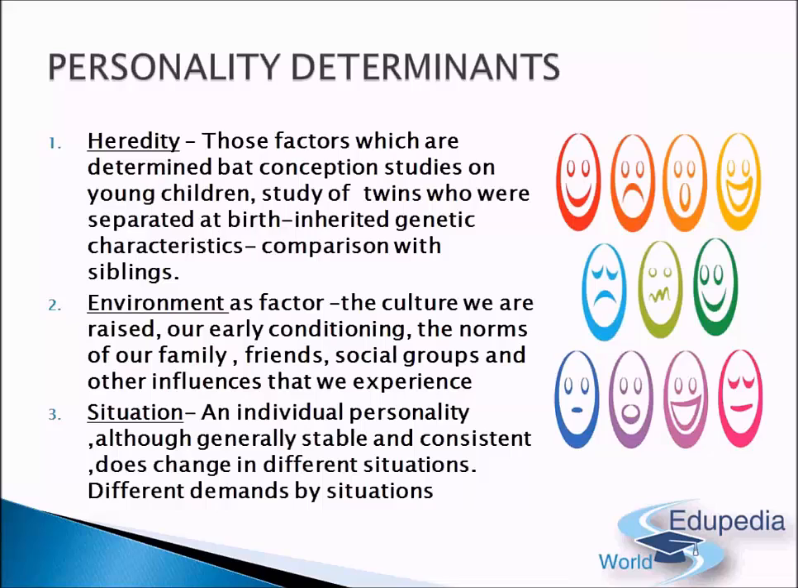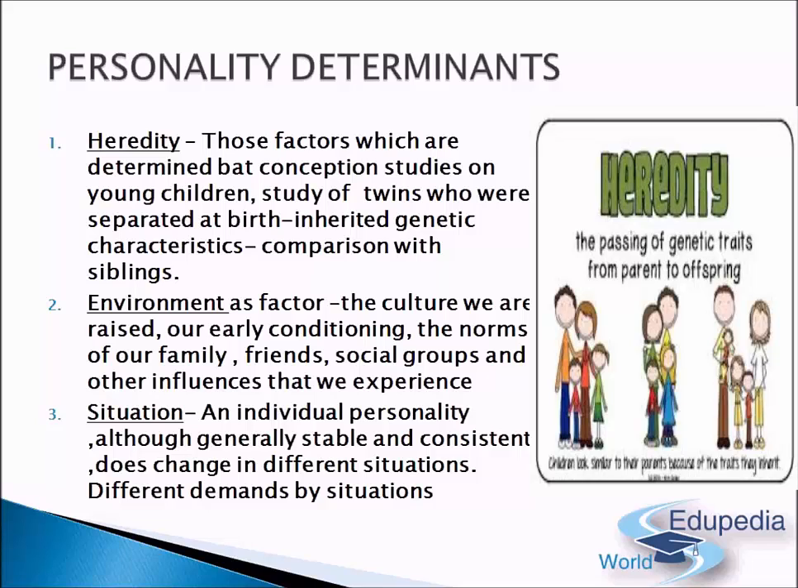Our first subset of the chapter is personality determinants. What determines personality? Basically, there are three. The first one, very clearly known to us, is heredity.